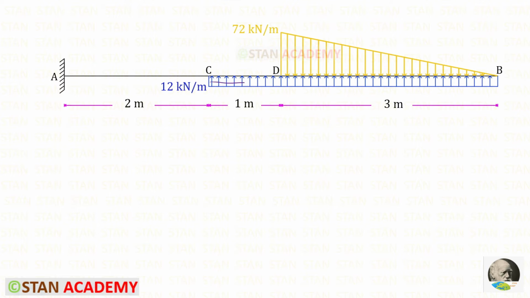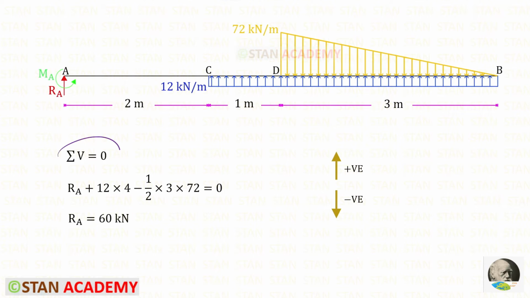Then we have uniformly distributed load 12 kN per meter. It acts for a distance of 4 meter from the free end. The uniformly distributed load is acting upwards. By using this rule, we can find RA.